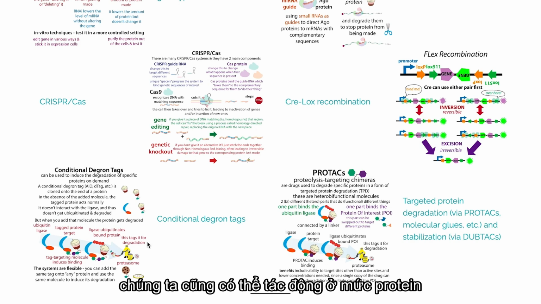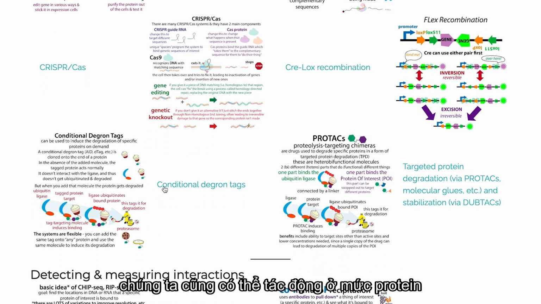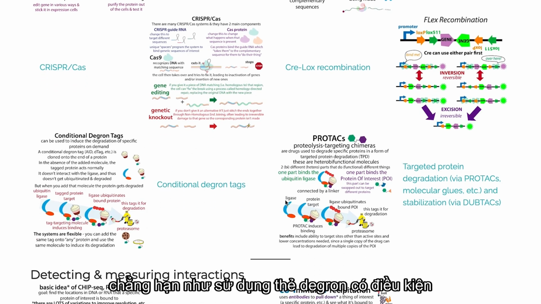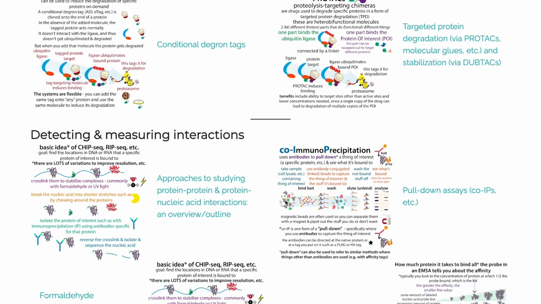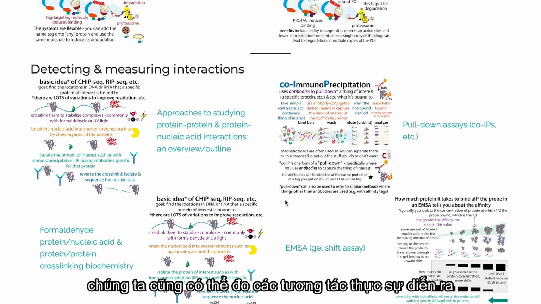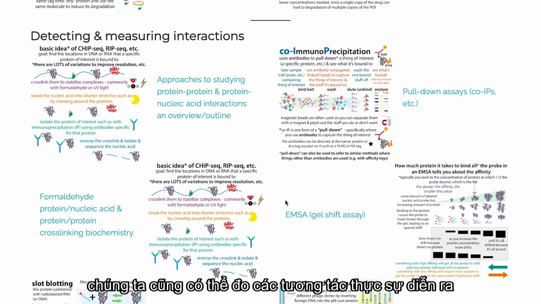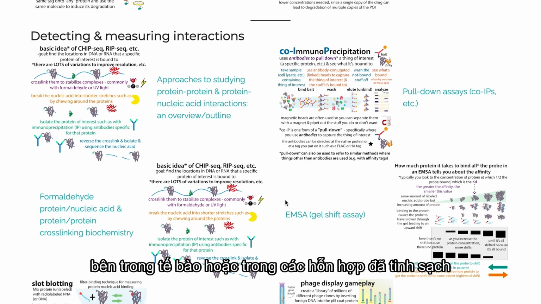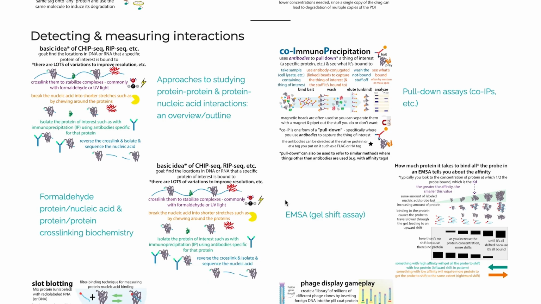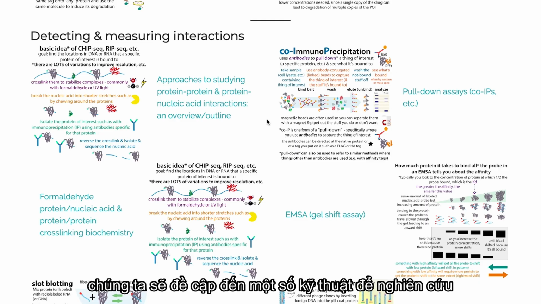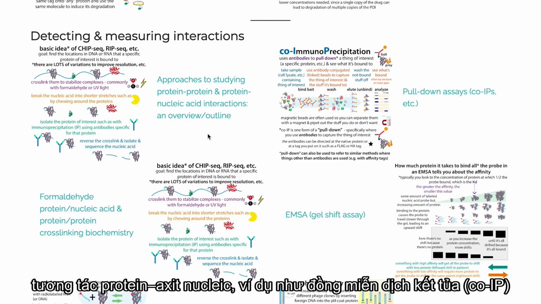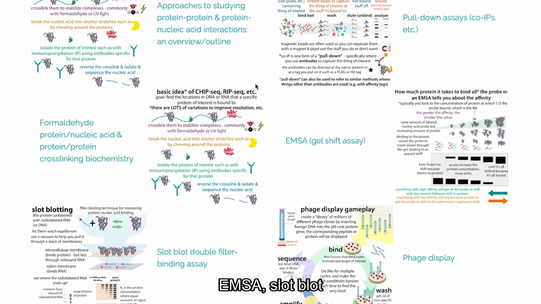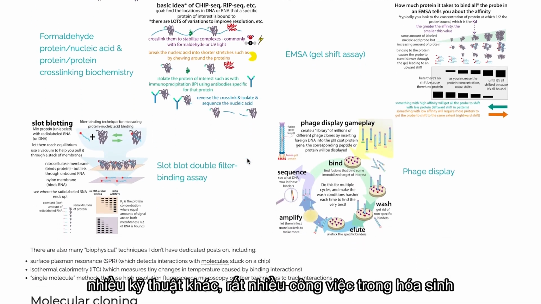We can also manipulate things at the level of the protein, such as using conditional degron tags and PROTACs and other targeted protein degradation tools. We can also measure the interactions that are actually going on inside of cells or inside of purified mixtures. We'll go over some of the techniques we can use to study protein-protein interactions, protein-nucleic acid interactions, things like a co-IP, EMSA, slot blots, various things like that.